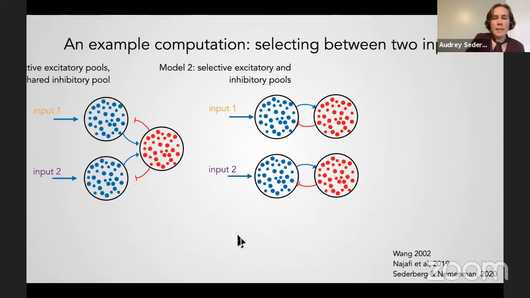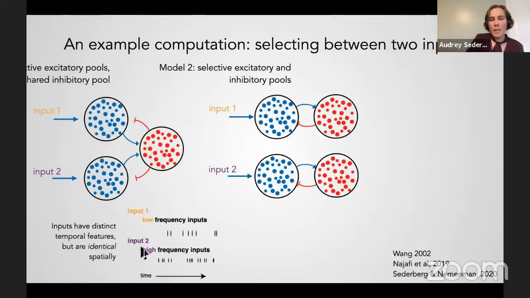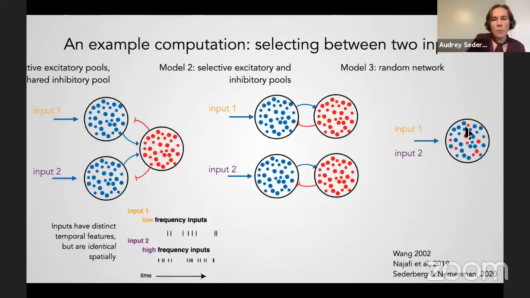What we asked was, well, in this particular case, input one and input two didn't really have any spatial differences between them, and they mainly differed in their temporal characteristics. This is maybe a representation of if you had auditory clicks, the timing of different clicks would be variable on each trial. But in input one, they would on average happen with a low frequency, and in input two, a higher frequency. And the idea was that maybe we don't need to have separate pools at all. Maybe we could have a single network that's randomly connected. And because there's some dynamical spectrum of this randomly connected network, it would generate selectivity between these two inputs.